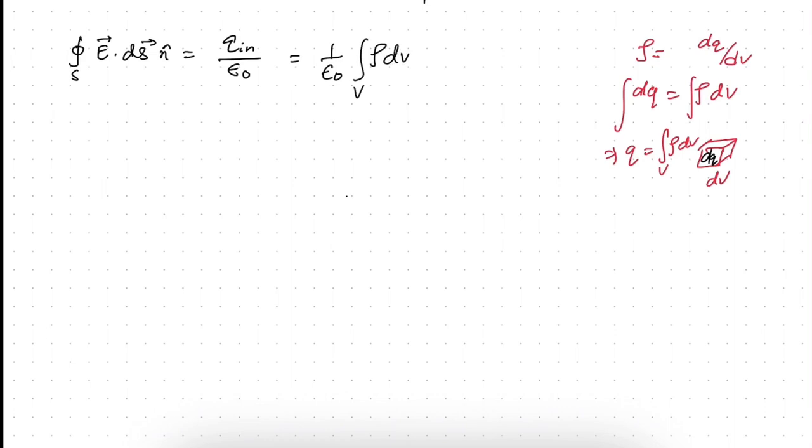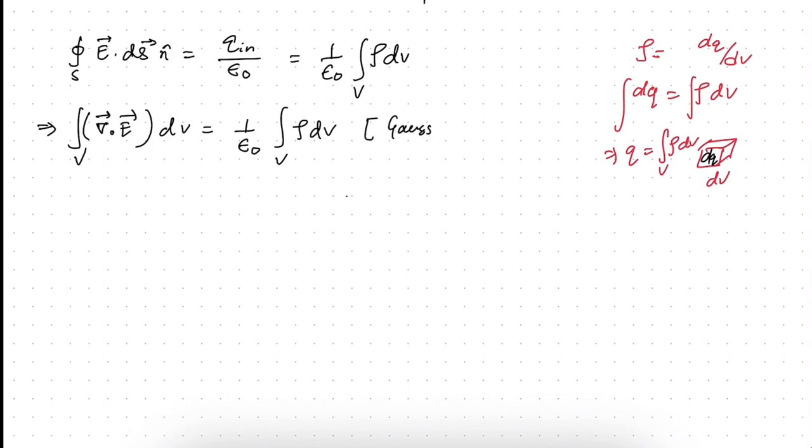Here we have a surface integral, here we have a volume integral, so let us apply the Gauss divergence theorem to convert this surface integral into a volume integral. According to the divergence theorem, it becomes the volume integral of del dot E dv, equal to 1 by epsilon naught times the volume integral of rho dv. So here we have applied the Gauss divergence theorem.